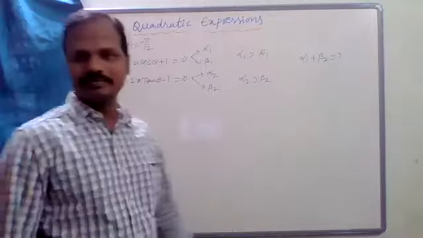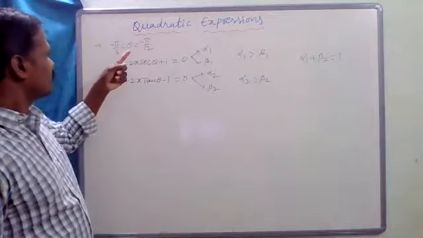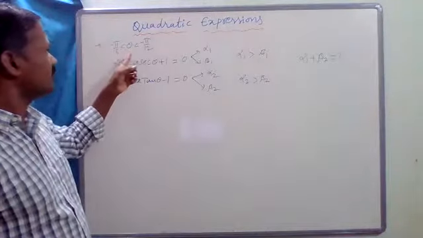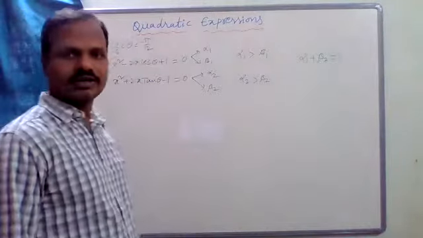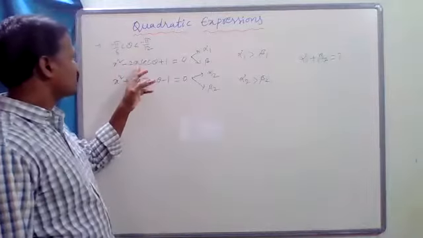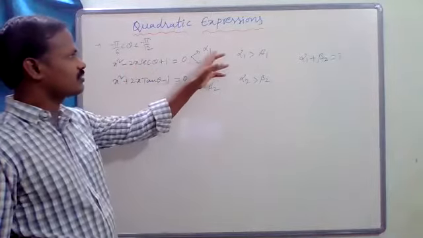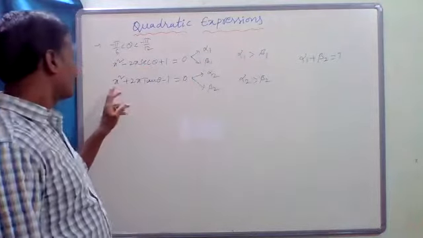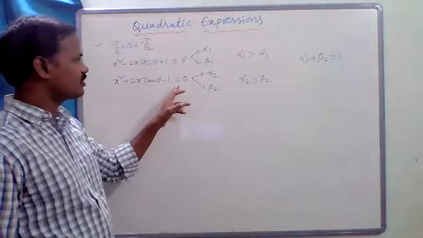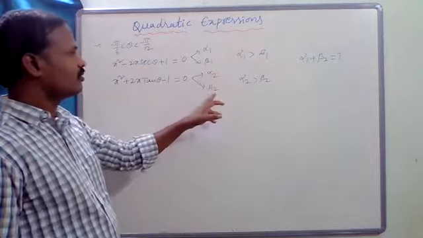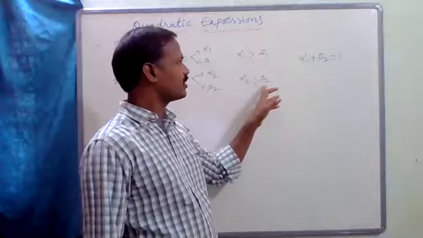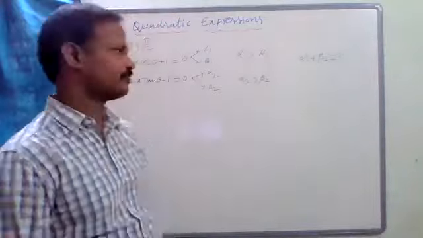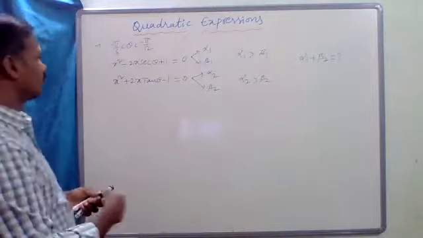So this is the problem. The condition for theta is theta lies between minus pi by 6 and minus pi by 12. And x square minus 2x secant theta plus 1 equals 0 has roots alpha 1, beta 1, where alpha 1 is greater than beta 1. And x square plus 2x tan theta minus 1 equals 0 has roots alpha 2, beta 2, where alpha 2 is greater than beta 2. Find alpha 1 plus beta 2. So that is the problem. Okay. Fine.